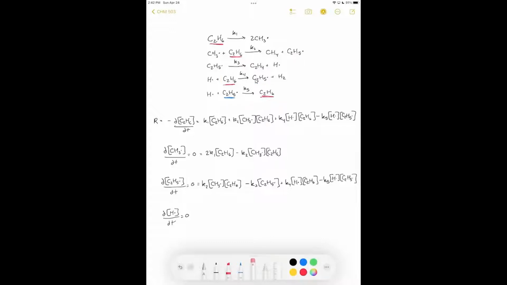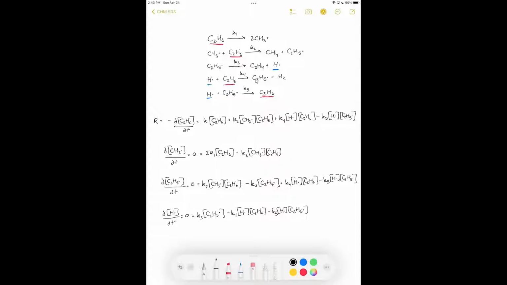We'll lastly look for hydrogen atoms. The hydrogen atom is created in step 3 and consumed in steps 4 and 5. So we can say that our change in hydrogen atom concentration with respect to time is equal to k3 times the concentration of C2H5, and then we'll subtract k4 times the concentration of hydrogen atoms times C2H6, and then we'll subtract k5 times the concentration of hydrogen atoms times C2H5.